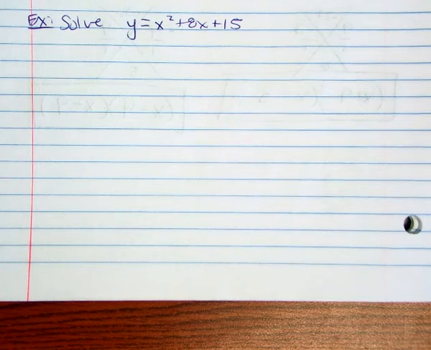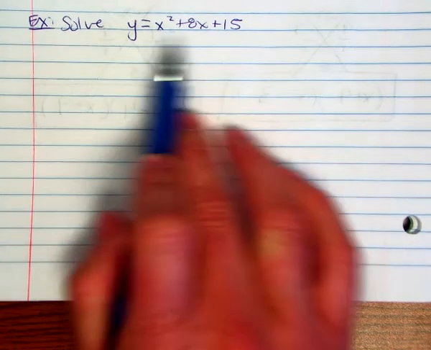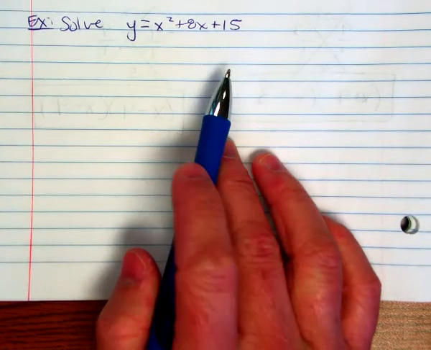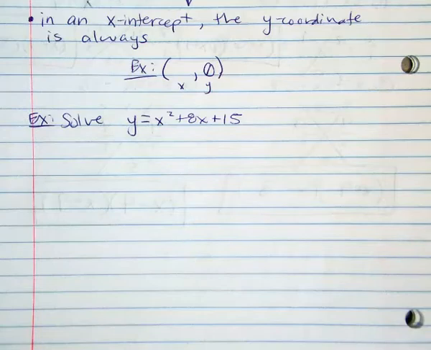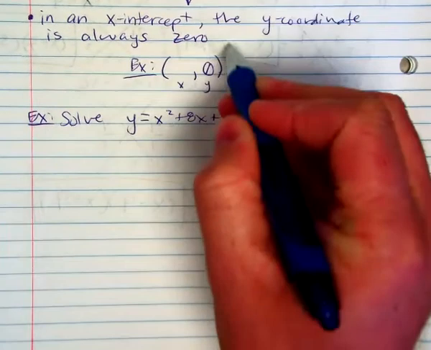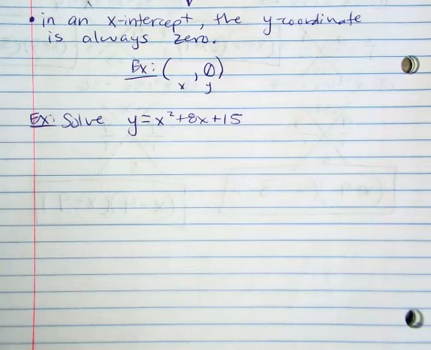In this equation, if we're supposed to solve this, this is a quadratic, which means solving this is the same thing as being asked to find the x-intercepts. We just said a moment ago that in an x-intercept, the y-coordinate is always 0. It's always something, comma, 0.